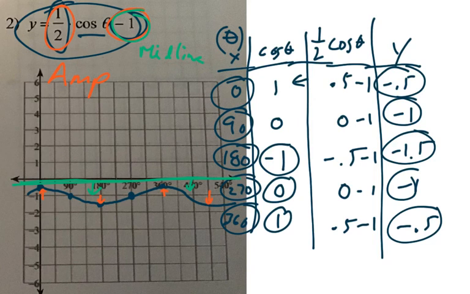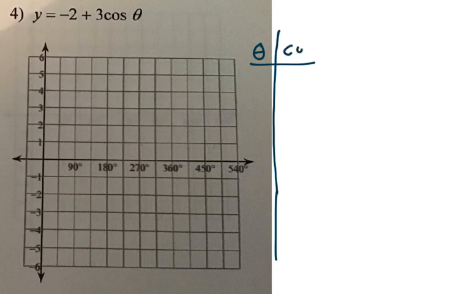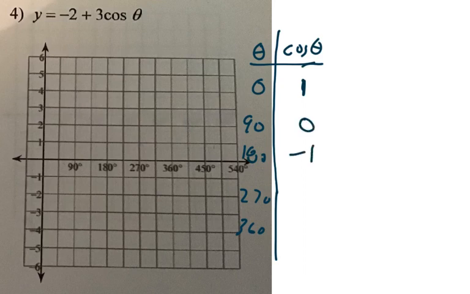Now, shall we do one more just to make sure we got it? Why not? So, guys, again, we're going to make our table. Remember, x is theta now. Just a change of name. Again, we'll just do cosine theta as a review. We're going to count by 90s. So cosine of 0 is 1. Cosine of 90 is 0. Cosine of 180 is negative 1. Cosine of 270 is 0. Cosine of 360, positive 1 again.